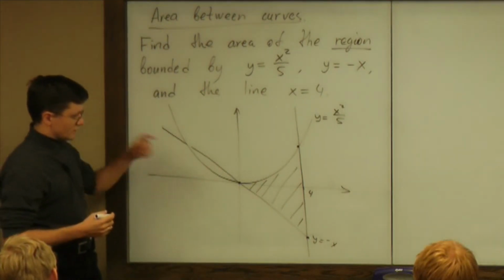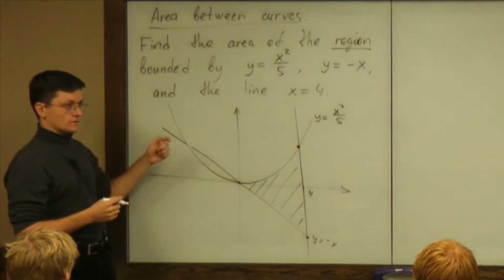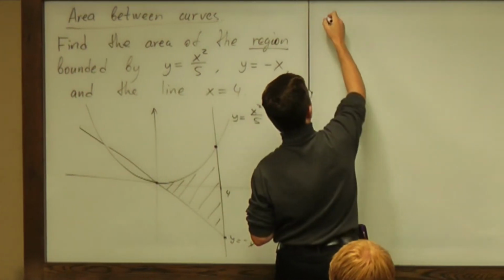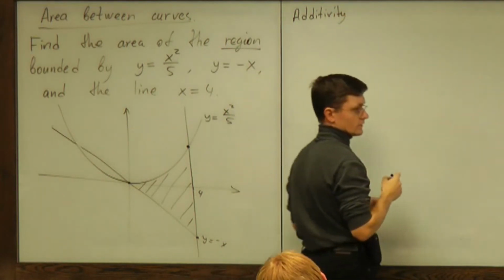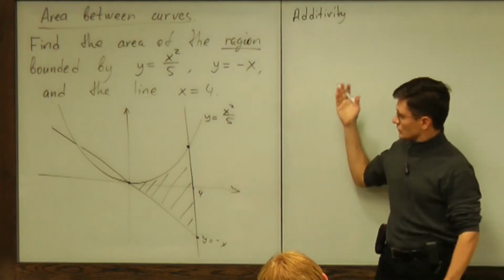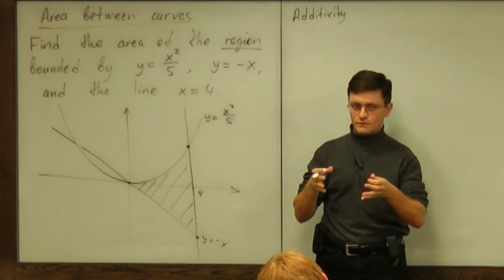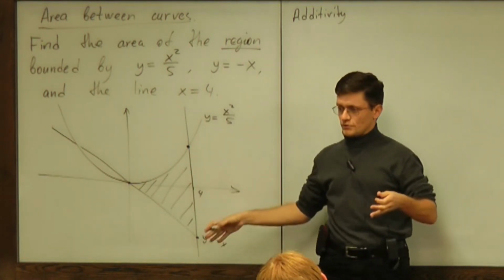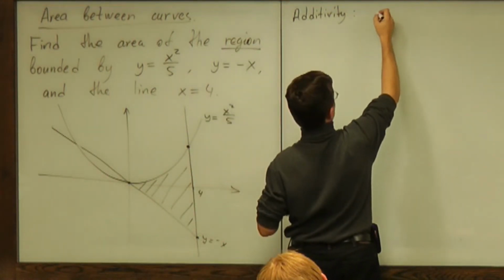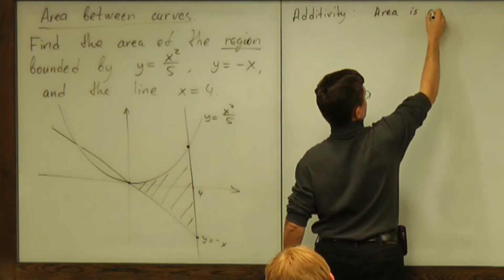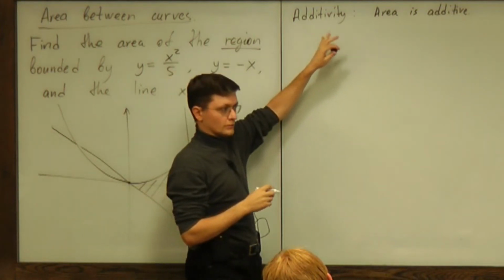Now, once I recognize that, I would like to check that integration is useful. So I will check those two quick things: additivity and differentiability. So what about additivity? If I cut this area into pieces, the area of the whole region is equal to the sum of areas of the pieces. So in this case I can say that area is additive. And that property is not a part of calculus, that's a part of geometry.